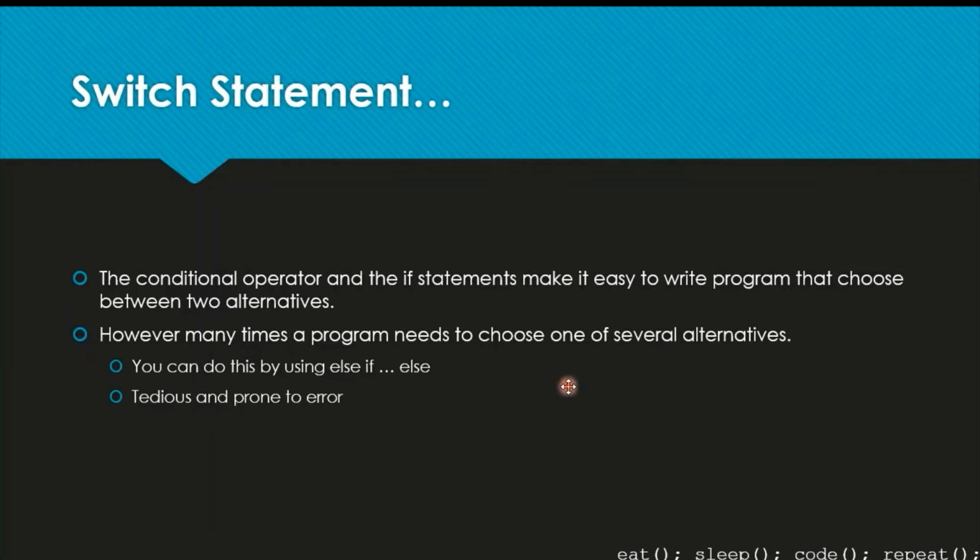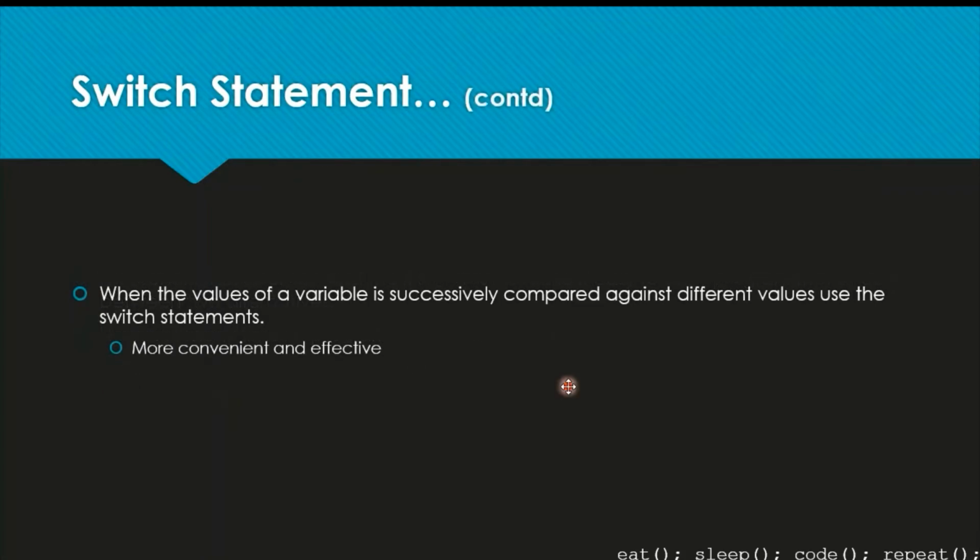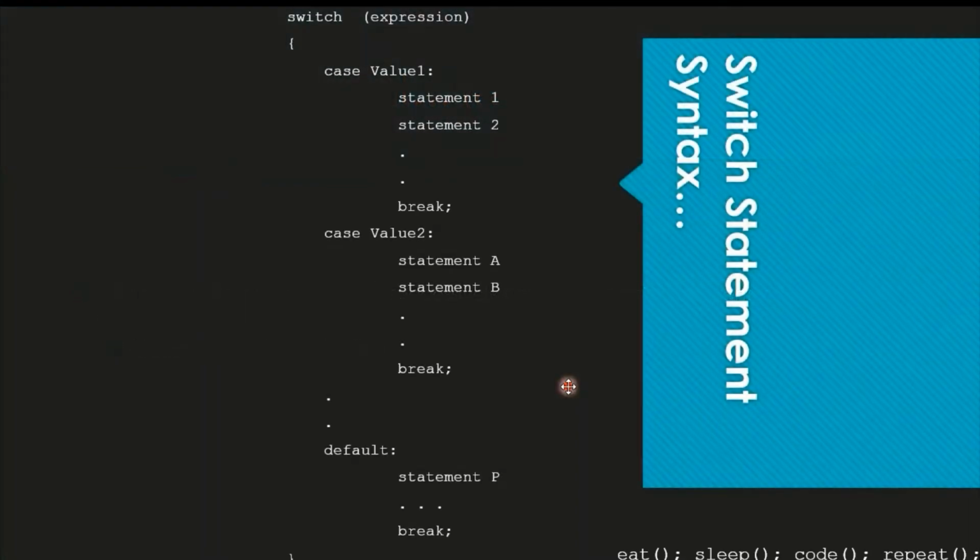This is used when the value of a variable is successively compared against different values. We use a switch statement when we have a particular value which is to be compared with other values. It is more convenient and effective. Here we're going to have a constant expression or a simple constant.